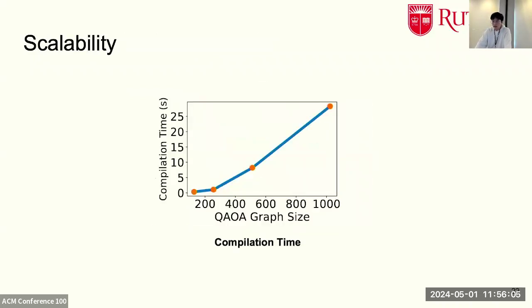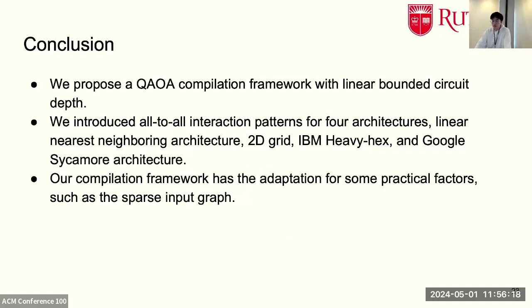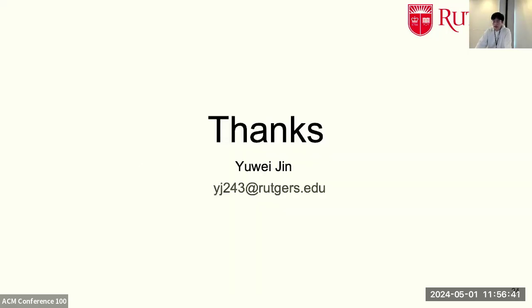Our method has linear compilation overhead with respect to the QAOA graph size because the pattern is predefined and tracking the pattern takes constant time. For the conclusion, we proposed the QAOA compilation framework with linearly bounded circuit depth. We introduced the all-to-all interaction pattern for 4 architectures: linear nearest neighbor architecture, 2D grid, IBM heavy hex, and Google Sycamore architecture. Our compilation framework has the adaptation for practical factors, such as the sparse input graph. And thank you.